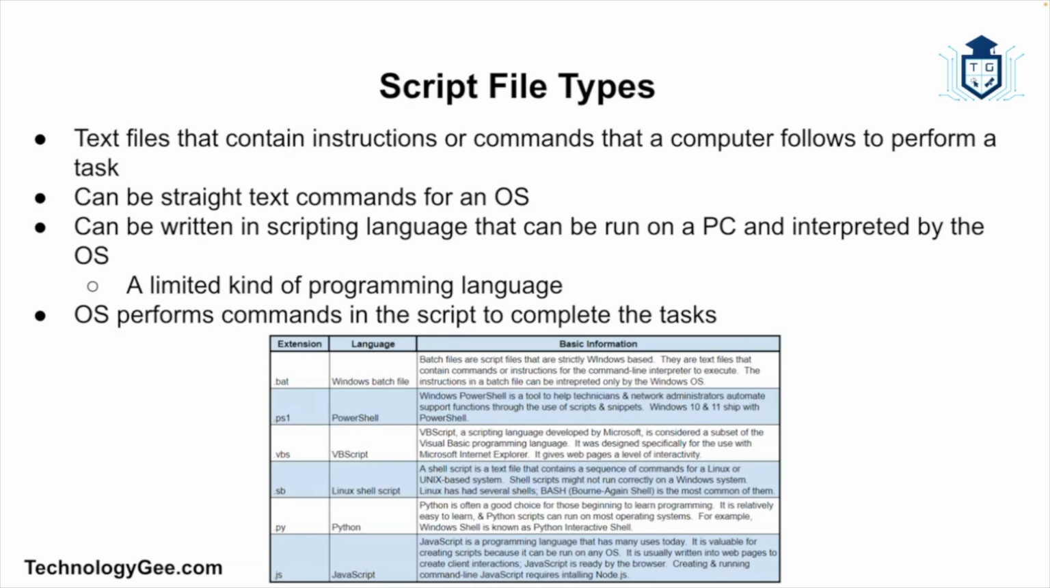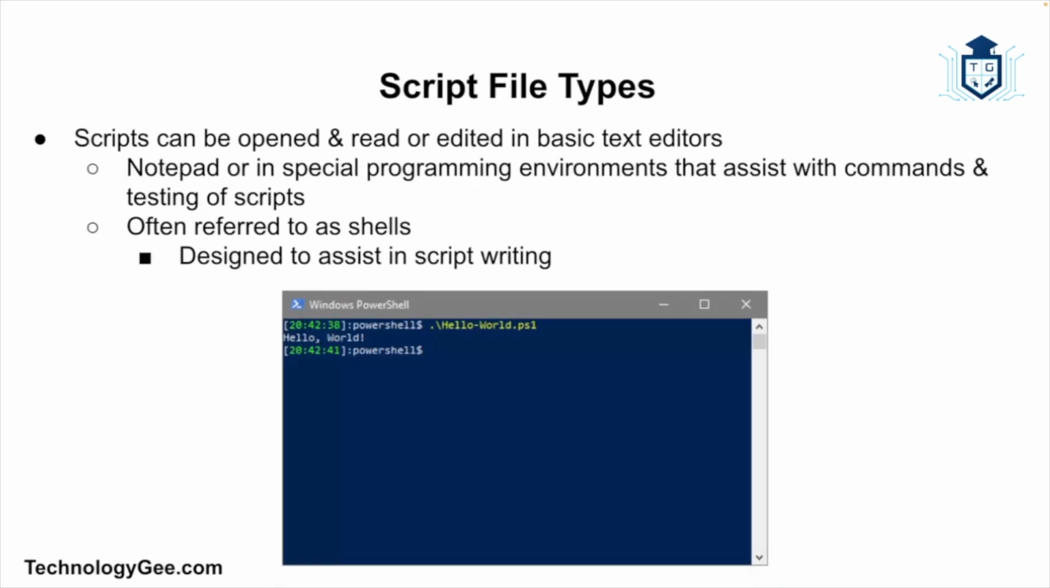And this table on your screen here identifies and briefly describes the 6 common scripting languages required for the A+ exam. So you should be able to recognize them by their file extension type. Scripts can be opened and read or edited in basic text editors such as Notepad, or in special programming environments that assist with commands and testing of scripts. These are often referred to as shells, and they are designed to assist in script writing.